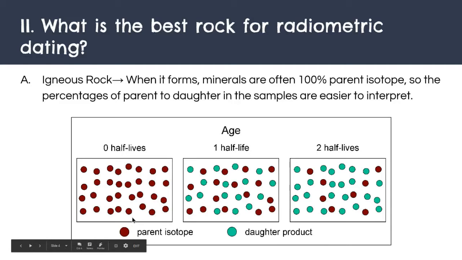And this is just another graphic that illustrates, again, the concept of half-lives. After 0 half-lives, my rock sample is 100% parent isotope. After 1 half-life, I have half and half parent to daughter. And after 2 half-lives, you can see I have only 25% parent isotope and about 75% daughter isotope.